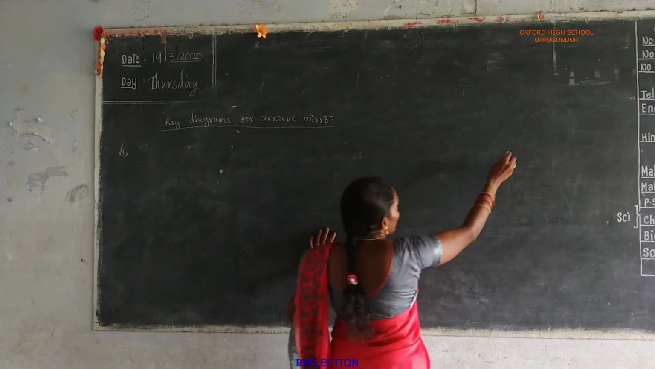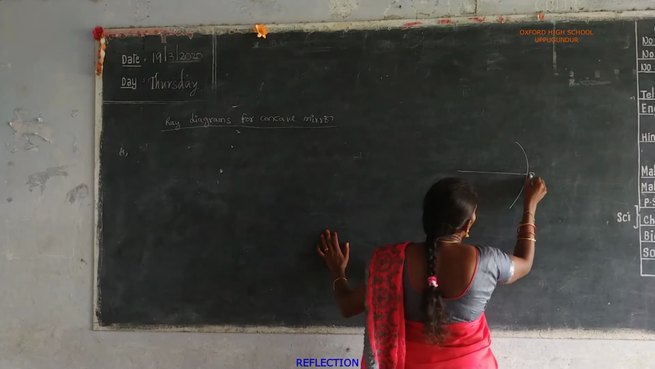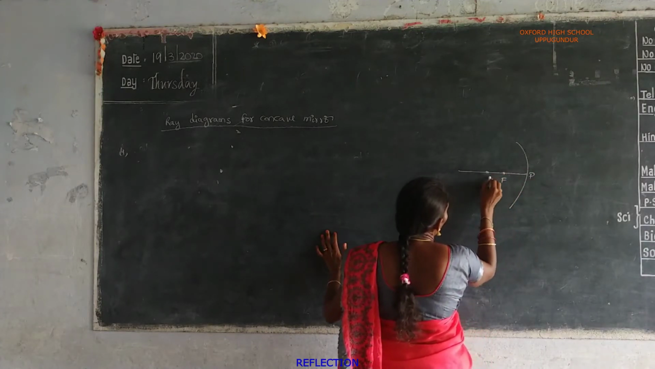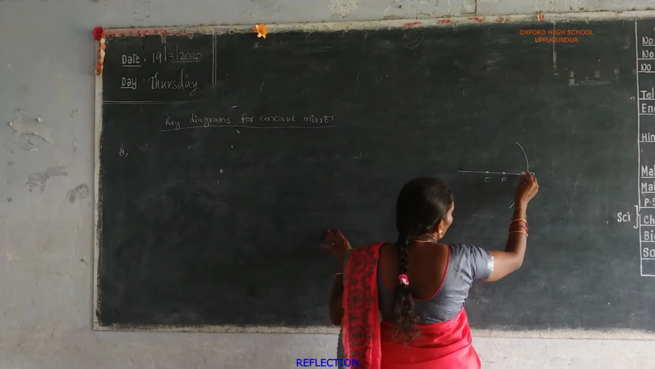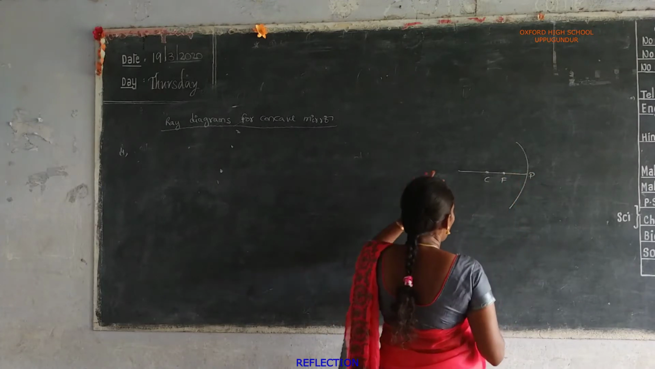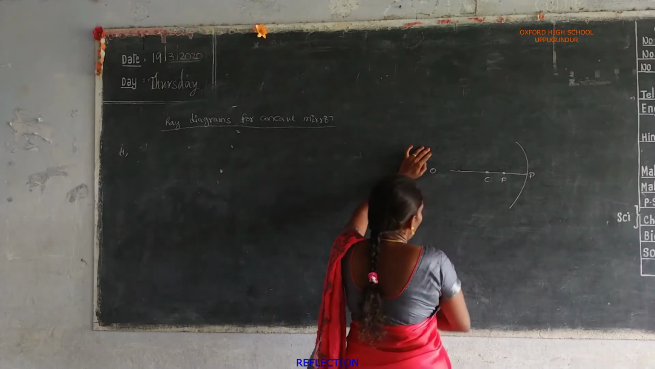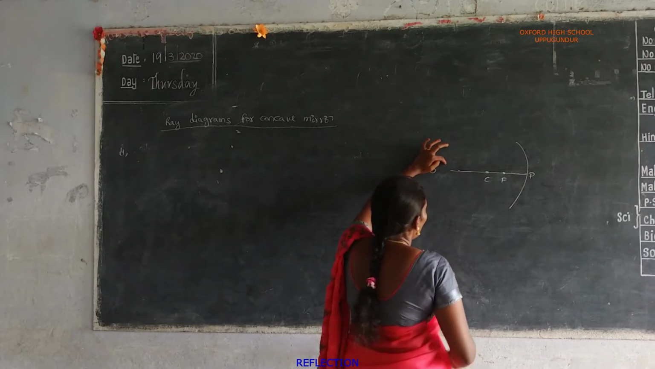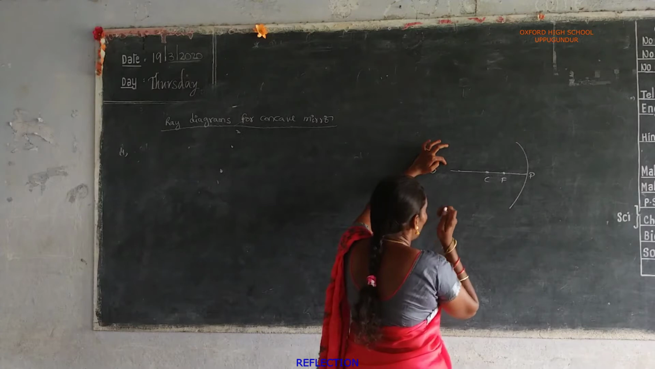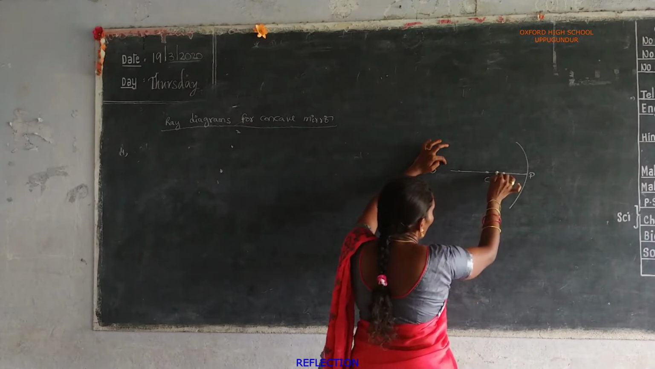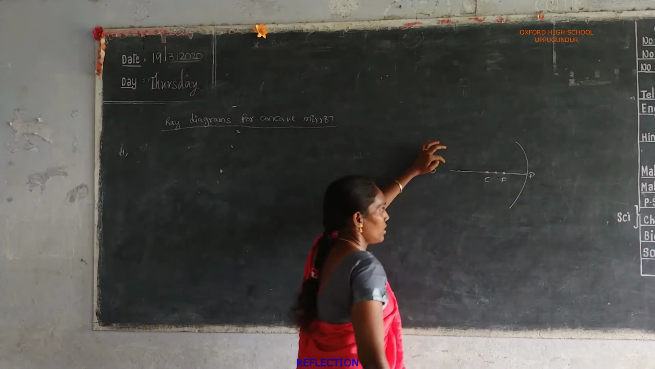Pole, focus, center of curvature. Now here the object is at infinity. Infinity means so much distance. Again, the object is placed between C and F, and when the object is placed at C.